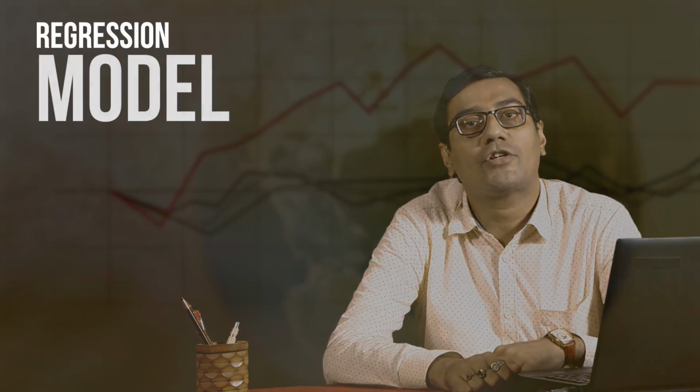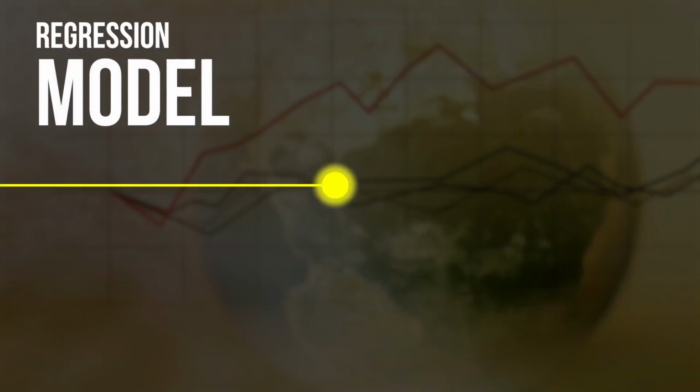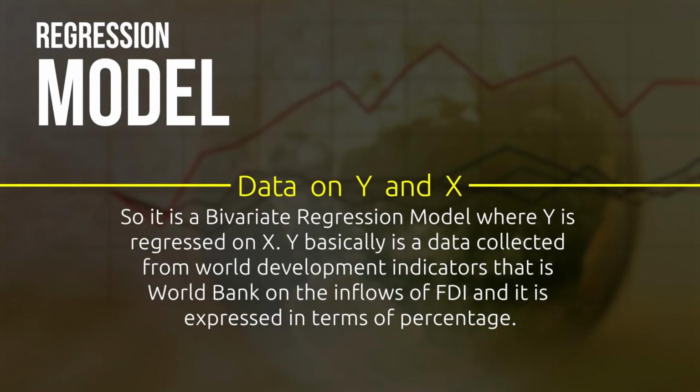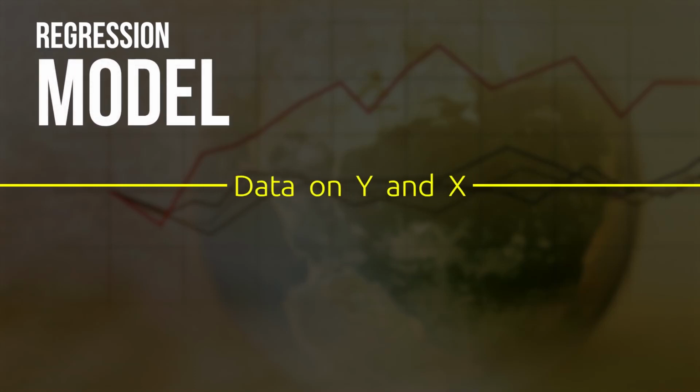In this particular regression model, we consider data on y and x. It is a bivariate regression model where y is regressed on x. Y is data collected from the World Development Indicators of the World Bank on the inflows of FDI, expressed in terms of percentage. The data states FDI inflows, foreign direct investment inflows, for a particular country, say India, and X is GDP per capita, which is also expressed in terms of percentage. The time frame comes out to be 20 years.